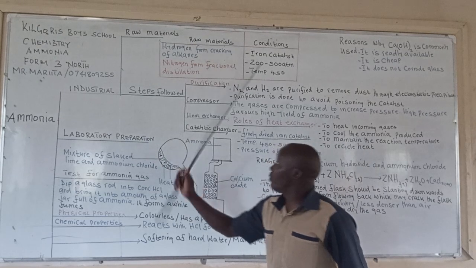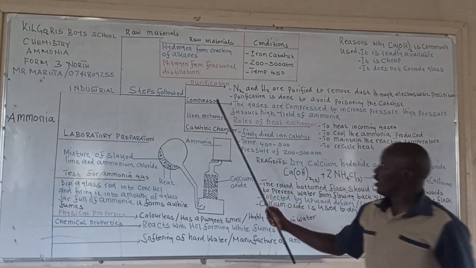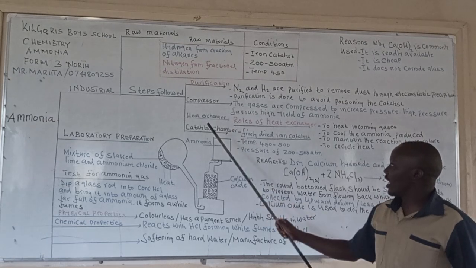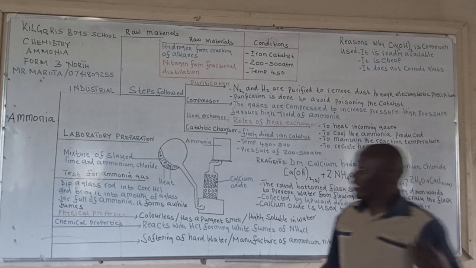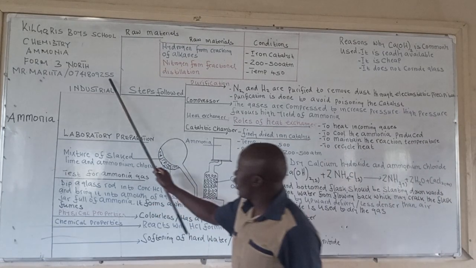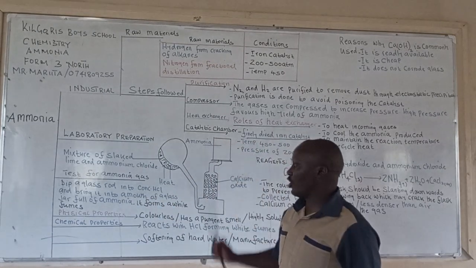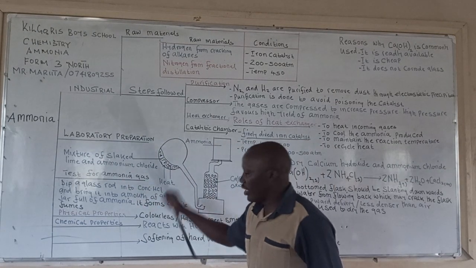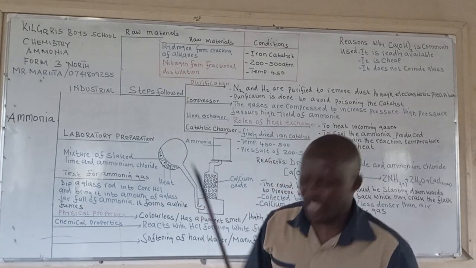So we have industrial preparation: the raw material, steps followed, purification, the compression, heat exchanger, and then the catalytic chamber. Then step number 2, we have the laboratory preparation. From here we were talking about the industrial preparation, where you require the raw material and the conditions, and now here we have the laboratory preparation. In lab preparation, you must have the reagents.